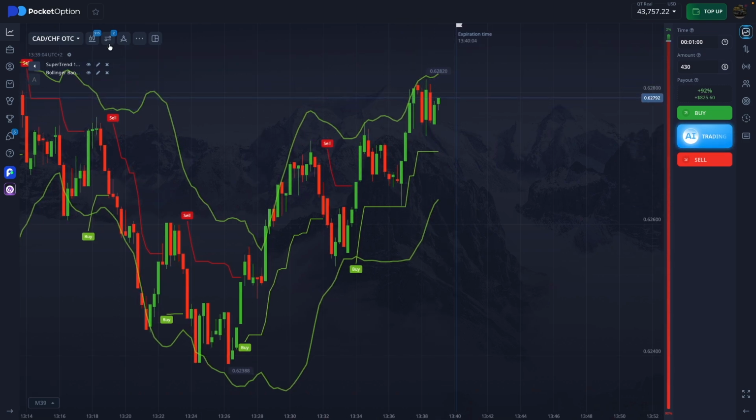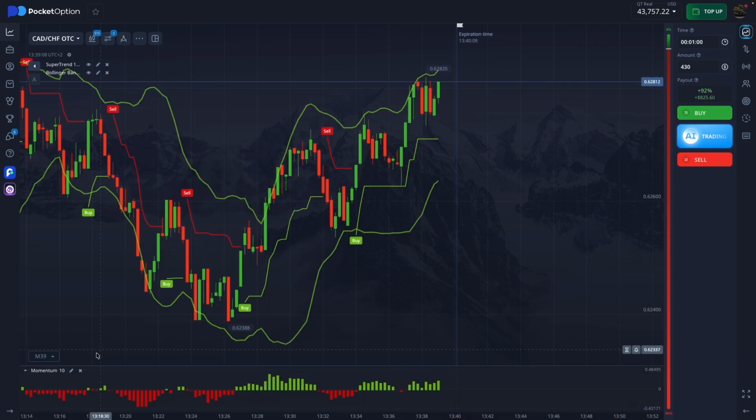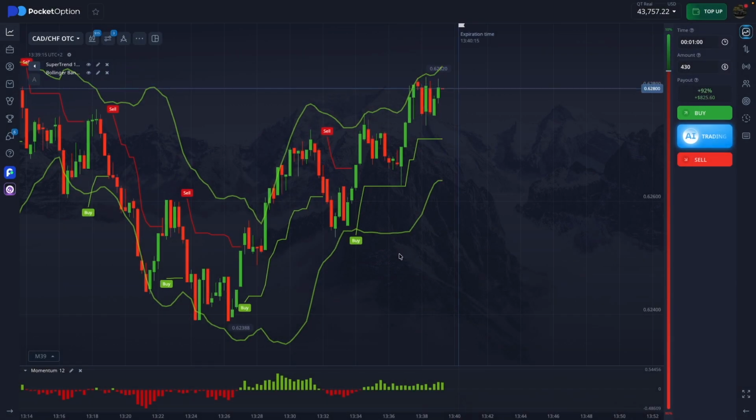Then I add a third indicator. It's called the Momentum indicator. I go to its settings, increase the period to 12, and then press the Save button.